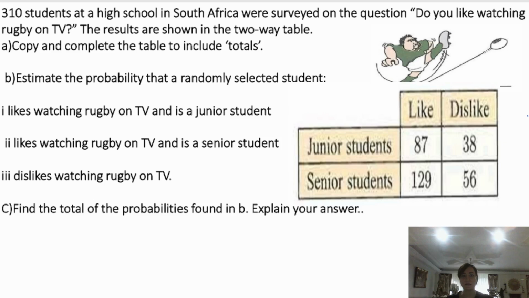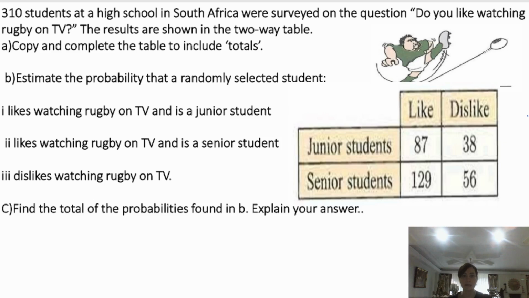Here's the problem. 300 students at a high school in South Africa were surveyed on the question, do you like watching rugby on TV? The results are shown in the two-way table. The columns say whether they like or dislike watching rugby on TV, and the rows say whether the students are junior or senior students.